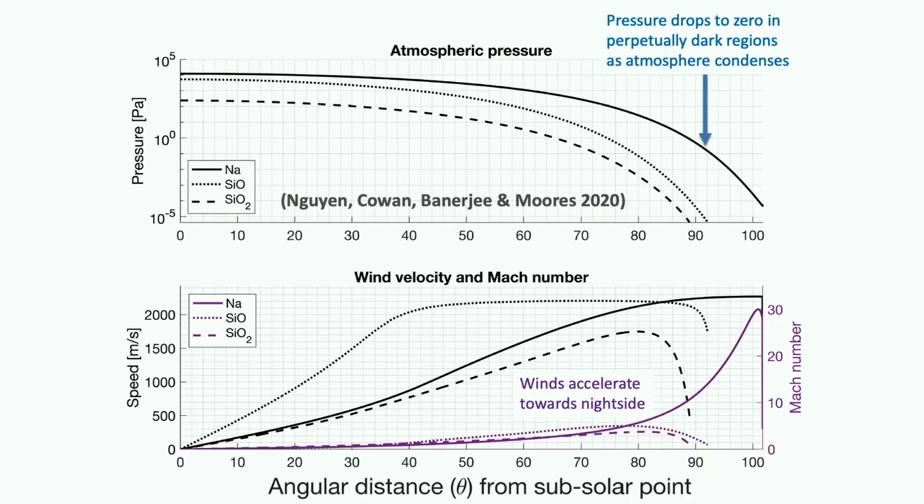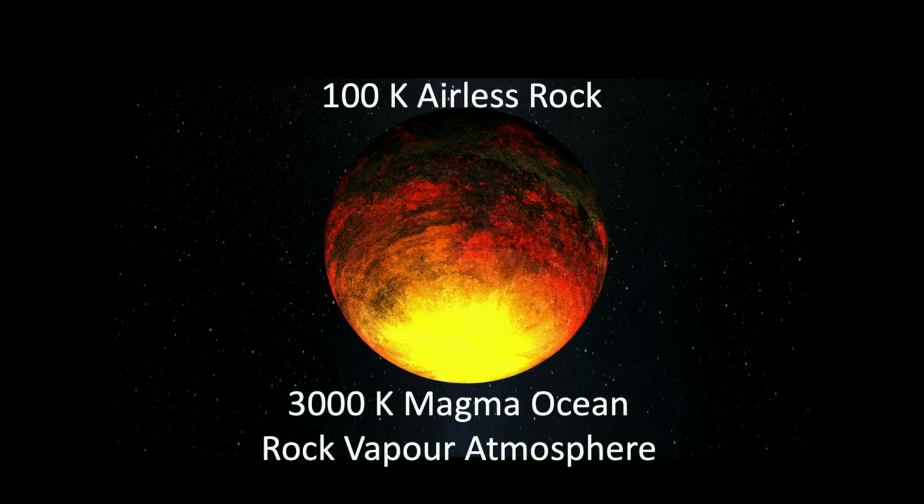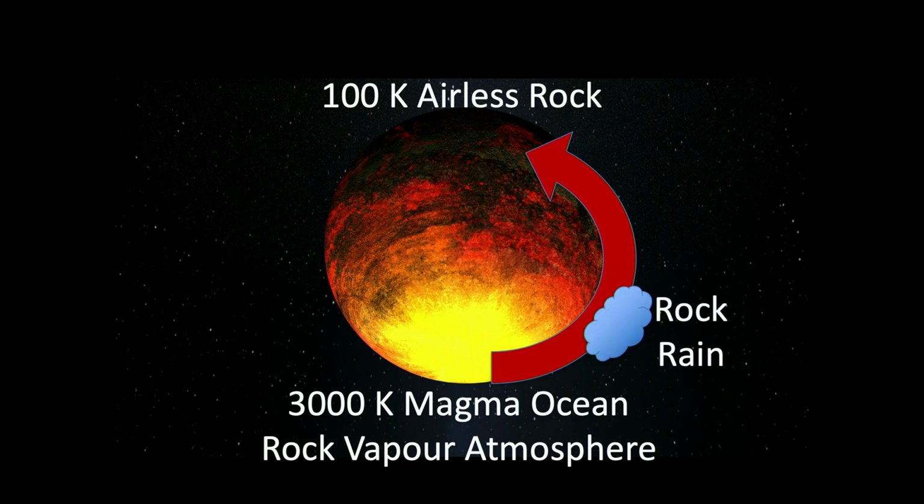Okay, so winds are going fast. Our basic cartoon at this point is something like this. I've flipped it so that the hot part of the planet is facing down. The day side is a magma ocean, about 3,000 Kelvin. There's this rock wind blowing towards the night side. As the wind blows towards the night side, it gets cooler and cooler, and at some point it starts condensing out. So you're going to get rock rain and rock snow.